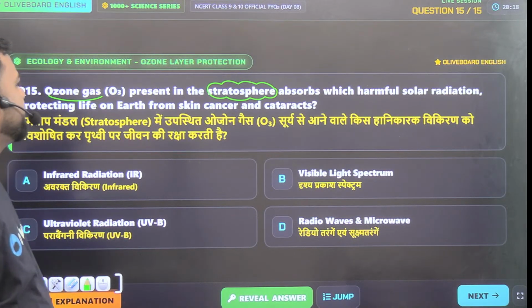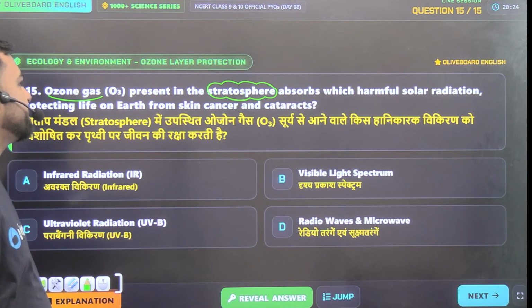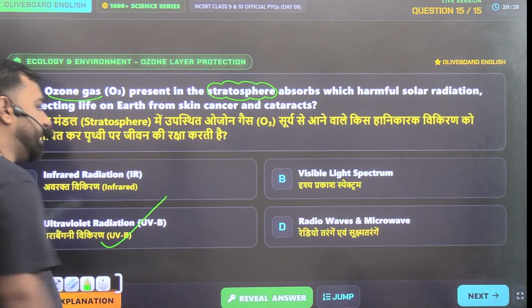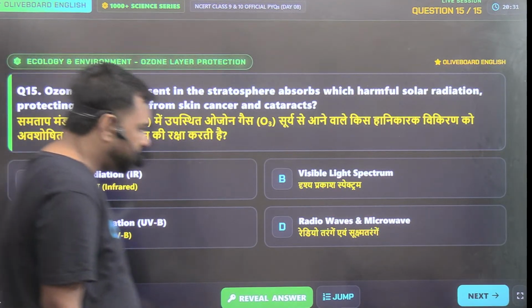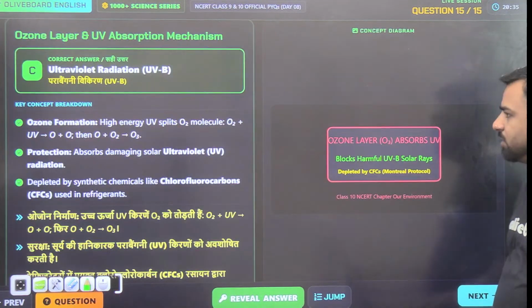So ozone present in the stratosphere absorbs which harmful solar radiation, protecting life on earth from skin cancer and cataracts? That will be ultraviolet radiation, that too UVB. What is the answer? UVB will be the correct answer. Okay, so here let's go with the explanation also.